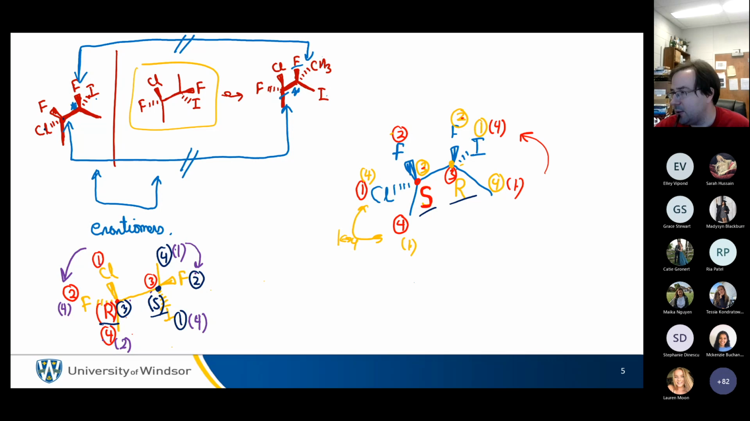Did that make sense? Like, if this carbon had been attached to an iodine instead of a chlorine, then I'd have to consider that. But this carbon and that carbon are not the same thing. In the previous case, they were. Sorry.